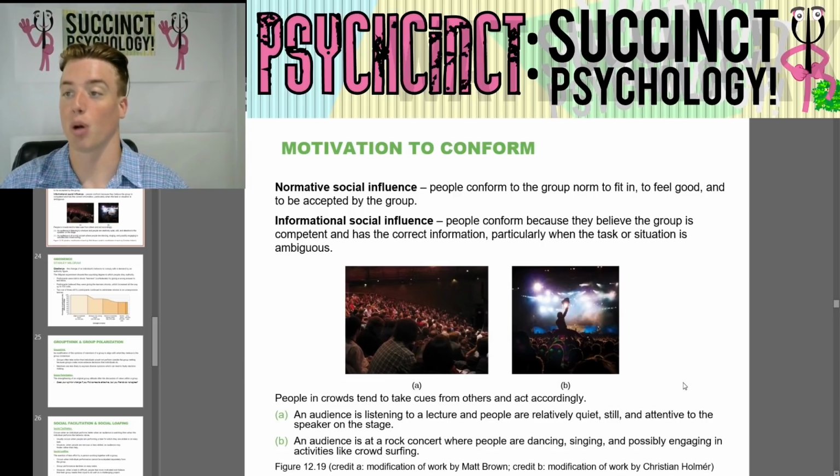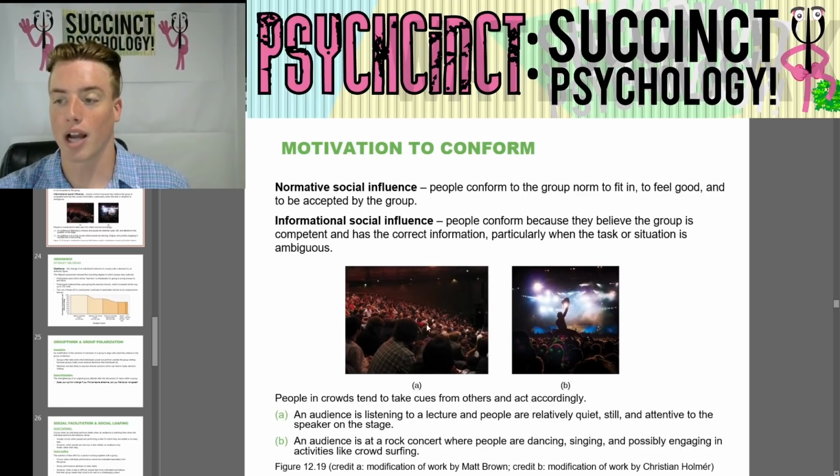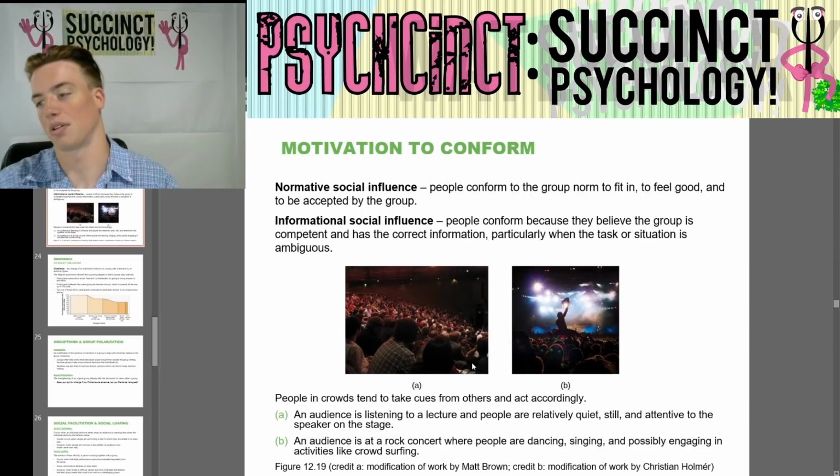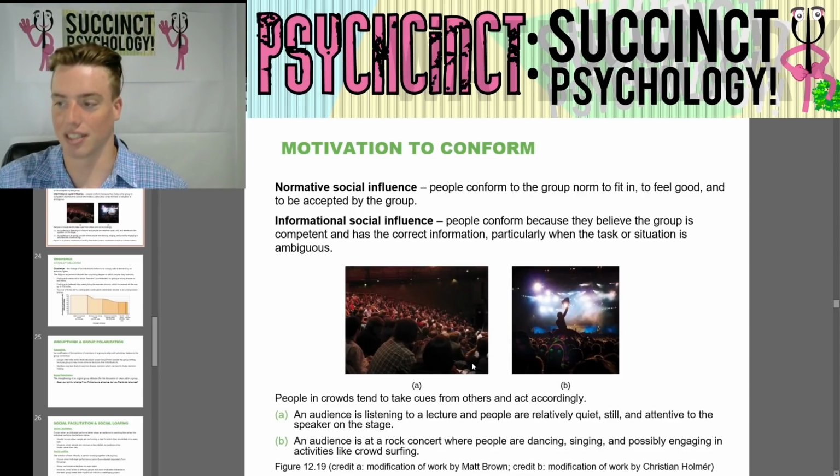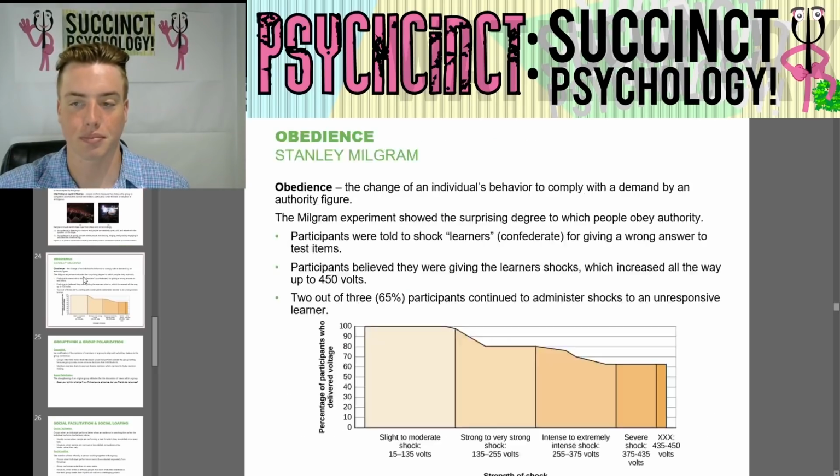So first we have motivation to conform. You have the normative social influence. People conform to the group norm to fit in, to feel good, and to be accepted by the group. And informational social influence. People conform because they believe the group is competent and has the correct information, particularly when the task or situation is ambiguous. So see here, figure A, they're all sitting quietly, so the social influence there is that, okay, I'm not going to stand up and start screaming, whereas image B, it's the complete opposite, everybody's screaming and freaking out.